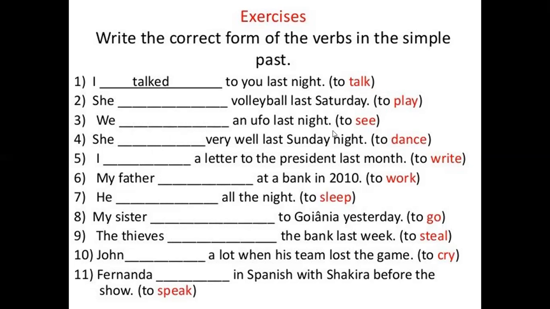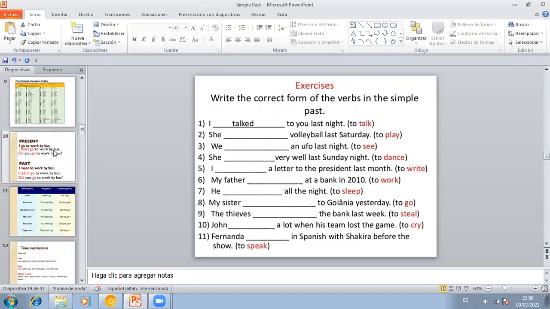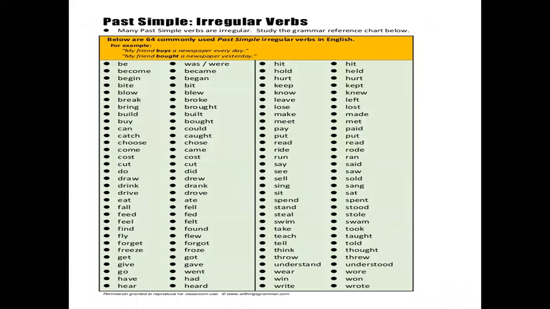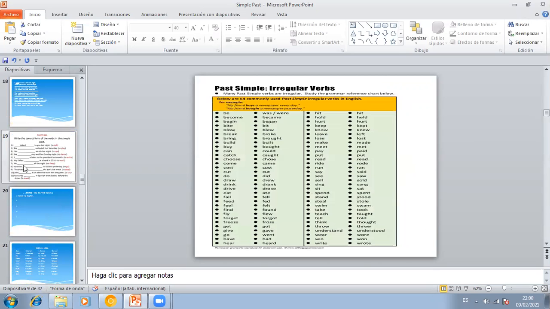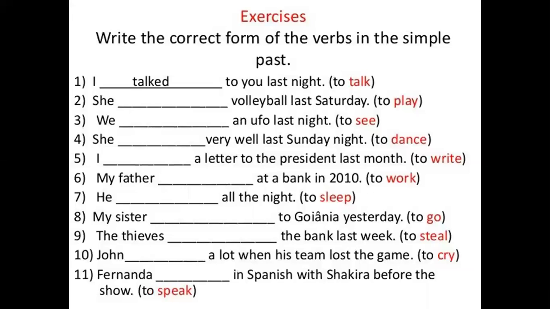Now, Jose, number 5, please. Jose, hello. Number 5. It's for you. I wrote a letter. I know. This case is the past simple for write. Observe, please. The simple past for write is wrote. Like this. Wrote. Right? That's right. Okay, so, entonces sería, I wrote a letter to the president last month. Excellent. Very good. Thank you, Jose. I wrote a letter to the president last month.